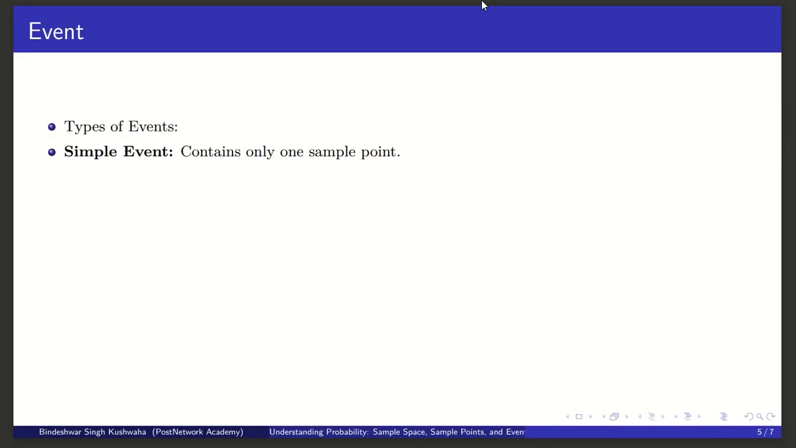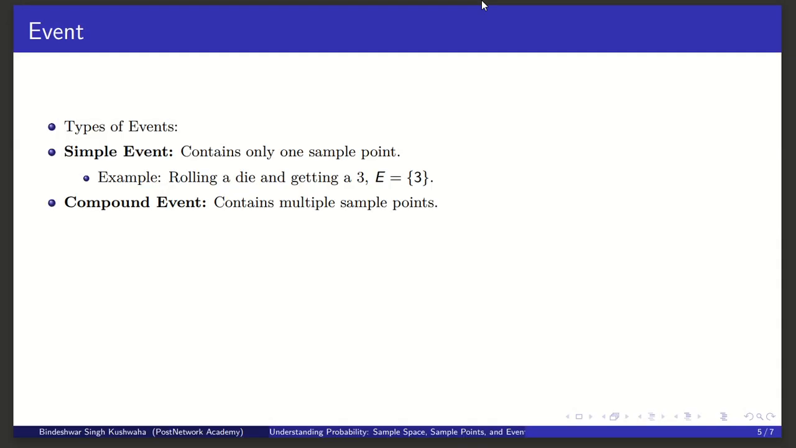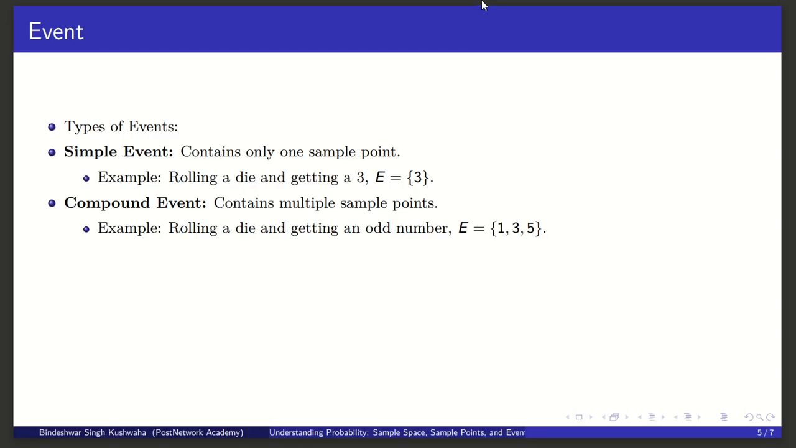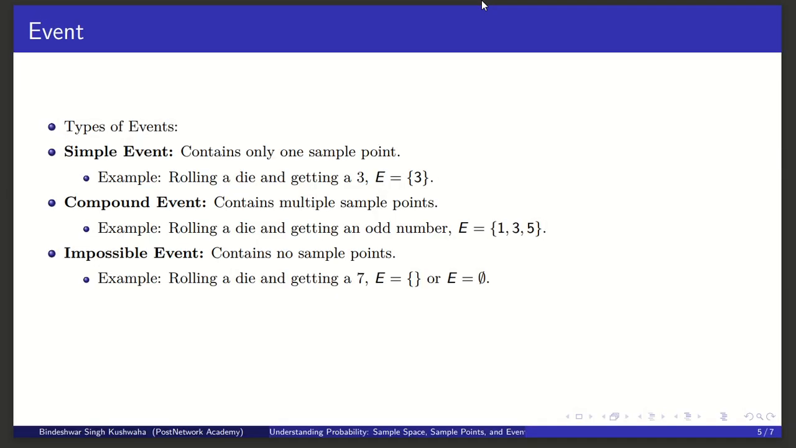Now types of events. A simple event contains only one sample point. Example, rolling a die and getting a 3. So E is {3}. A compound event means containing multiple sample points. So rolling a die and getting an odd number. You can see E is {1, 3, 5}. These are odd numbers. An impossible event contains no sample point. Like, for example, rolling a die and getting 7, because there is no 7 face on a die. So you will never get it.